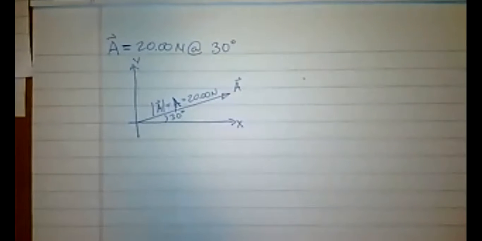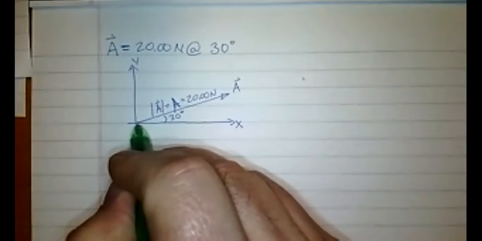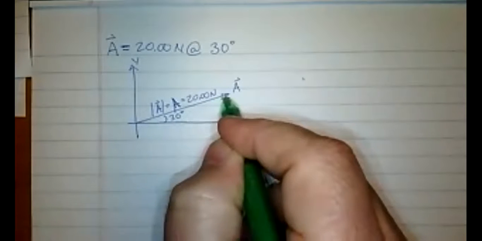So what we see with this particular vector is, one, if I wish to find out what the components are, I've got to imagine being able to walk from the tail to the head.